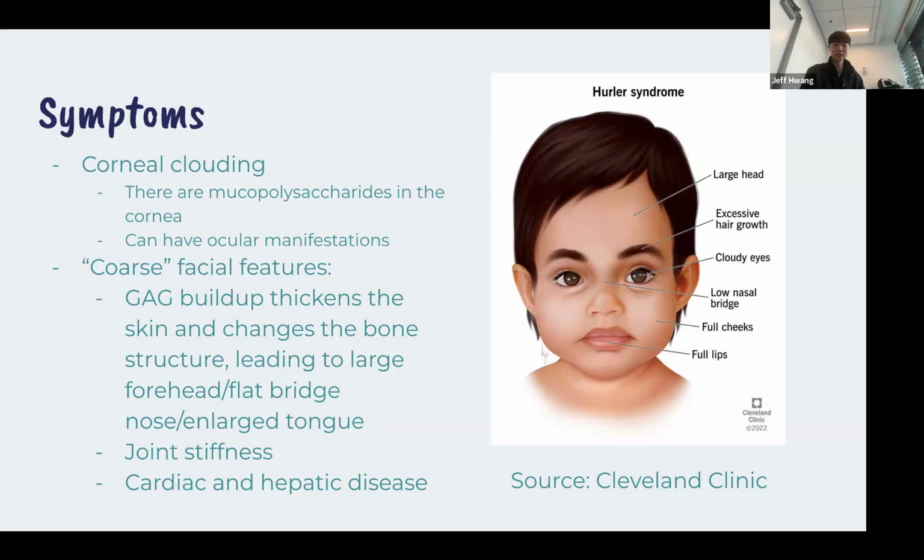Another thing is coarse facial features. These GAGs build up and thicken the skin and change the bone structure, leading to a large forehead, flat bridge, enlarged tongue, joint stiffness, and other cardiac and hepatic diseases. And the picture on the right is from Cleveland Clinic.